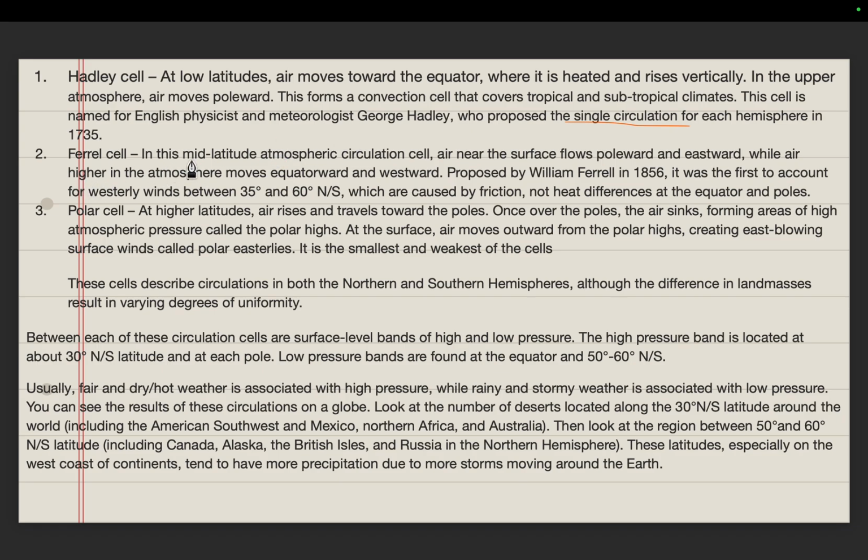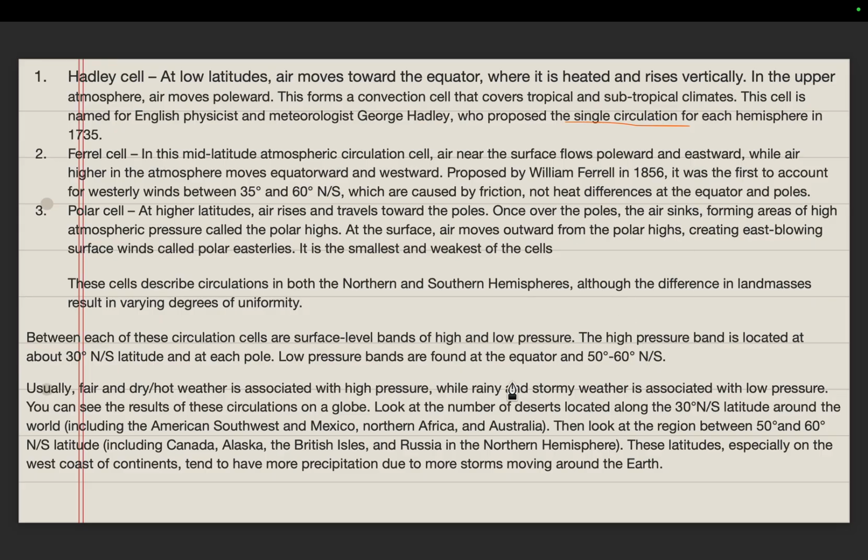Now the Ferrel cell, in the mid latitude, is an atmospheric circulation cell where air near the surface moves poleward and eastward, while the air in the higher atmosphere moves equatorward and westward. This was proposed by William Ferrel in 1856. It was the first to account for westerly winds between 35 and 60 degrees northern or southern latitude, which are caused by friction, not heat differences at the equator and the poles.